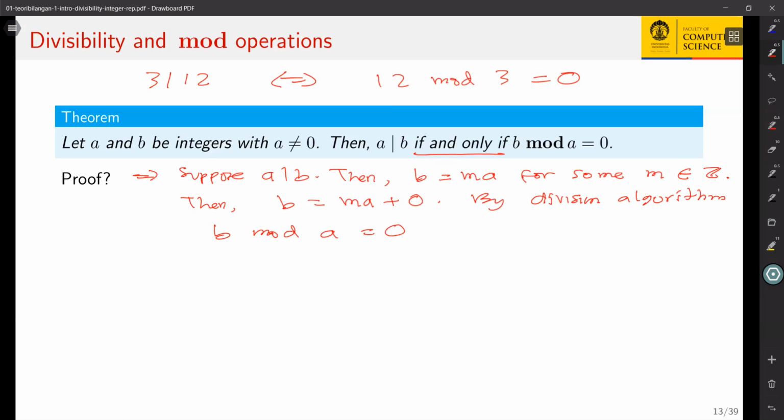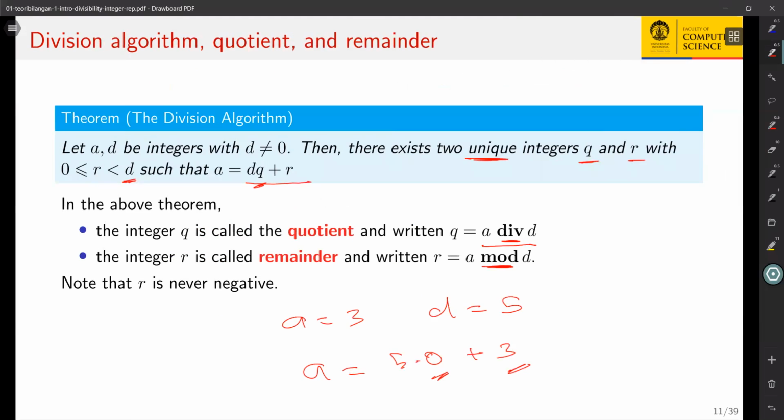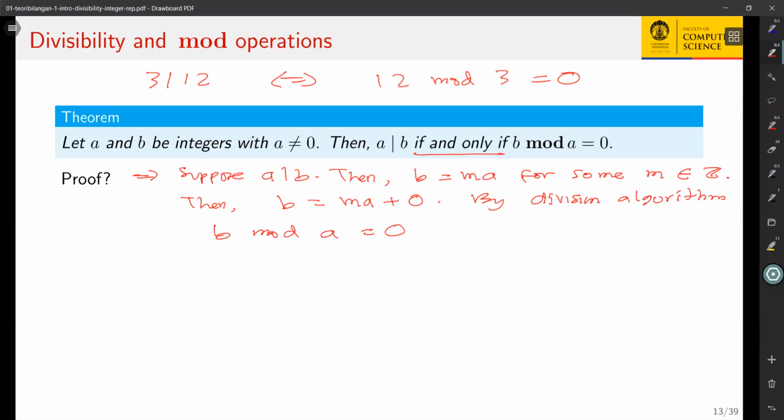Remember the definition here. The remainder is called the result of mod. So now, how about the other direction, right to left? So suppose B mod A is 0. So how do we proceed if you want to show that A divides B? Can anyone give the next step?